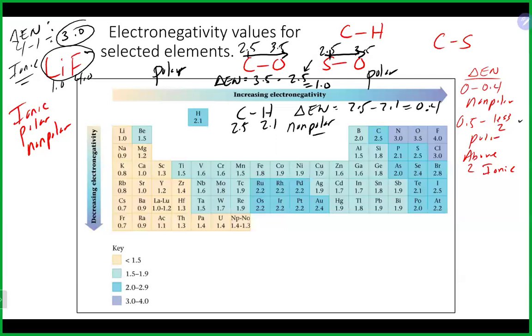Is it a perfect equal sharing of electrons here? It's not. It's just slightly heading towards carbon, but not enough to be considered a polar bond. So still considered a neutral bond in this case.